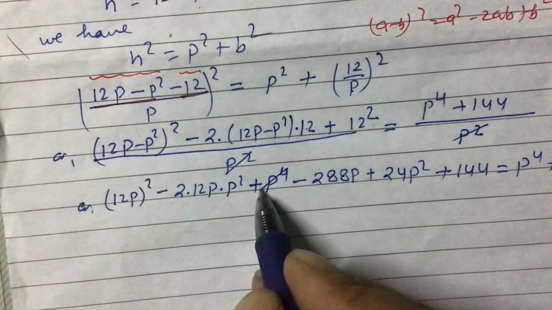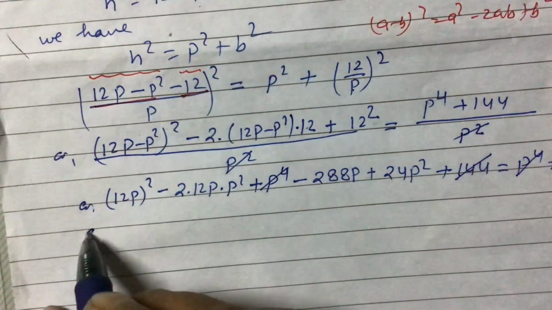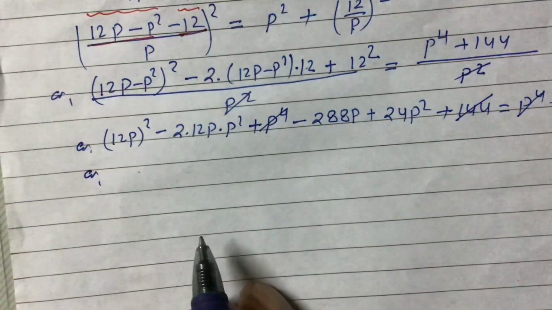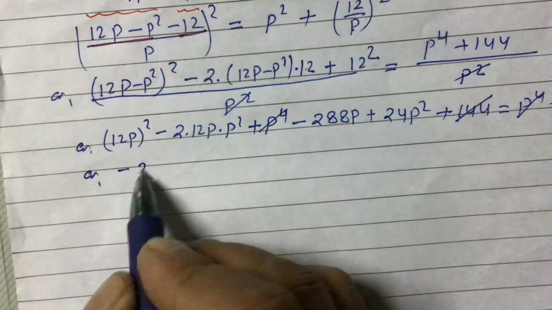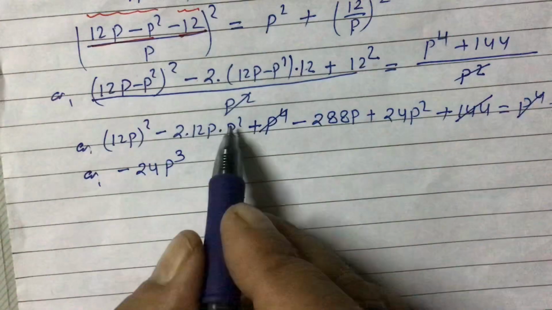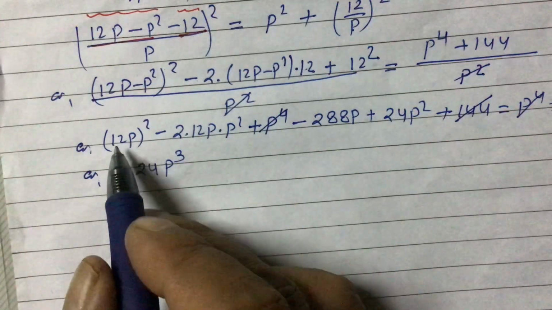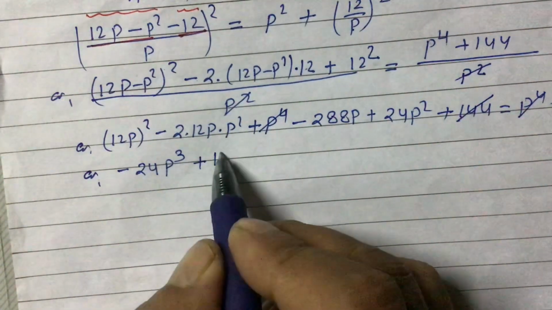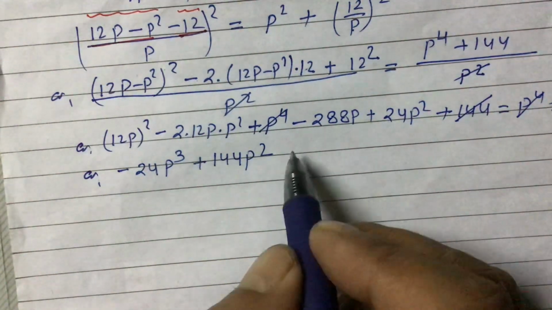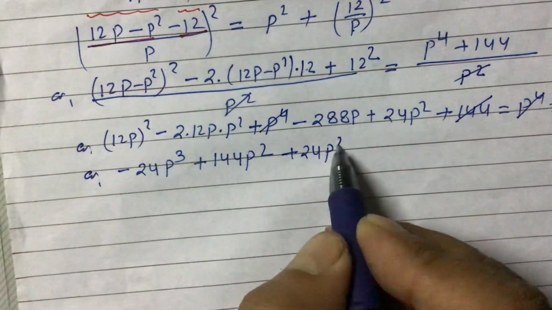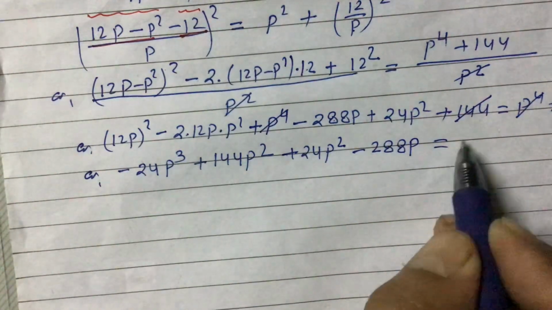Okay, look at here. This P to the power 4, we can cancel. 144 also we can cancel. Now, look at here what you will get. If you simplify this one, here this is 12 times 24 minus 24 P cube. Then after this here is P square, this is 12 square is 144, plus 144 P square. Now this one is already done. Now this one, 24 P square again, plus 24P square. Then another term, this one, minus 288P is equals to 0.